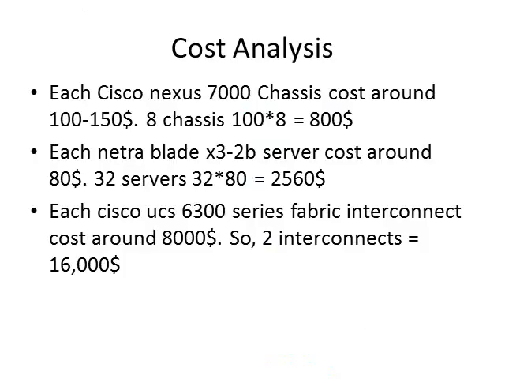Okay, talking about cost analysis now. Each Cisco Nexus 7000 chassis costs around $100 to $150. So as we are using 8 chassis, it will cost around $800. Each Netra Blade X32B server costs around $80. We are using 32 servers, so it will cost around 32 times 80, which is $2560. Each Cisco UCS 6300 series fabric interconnect costs around $8,000. So as we are using 2 interconnects, it will cost $16,000.